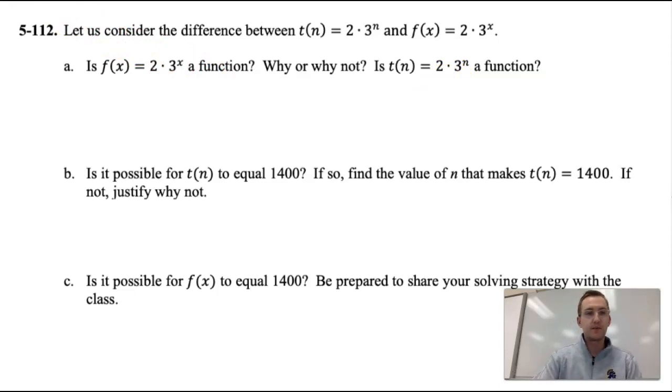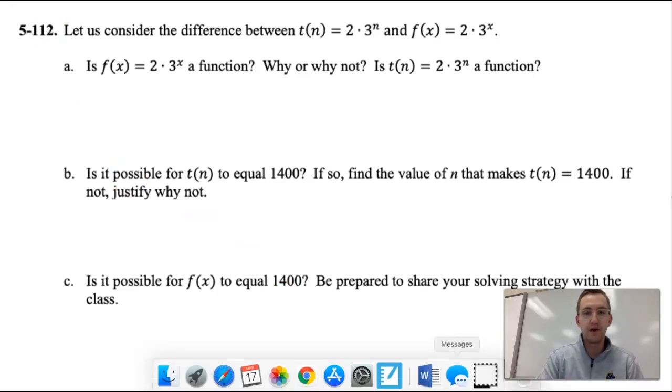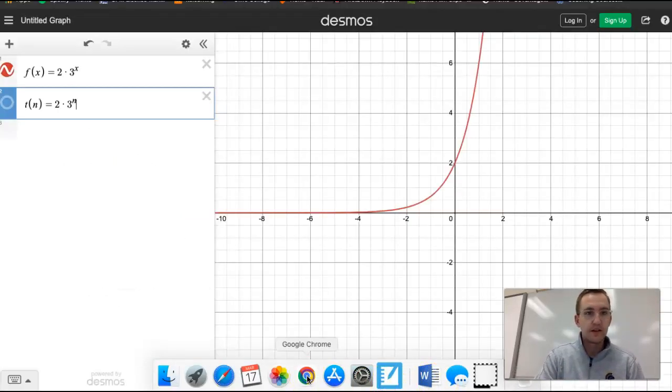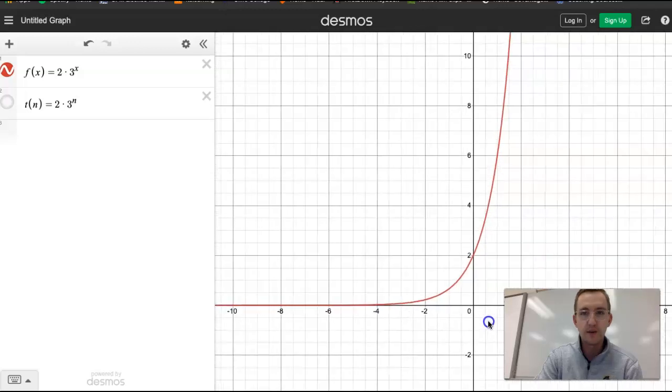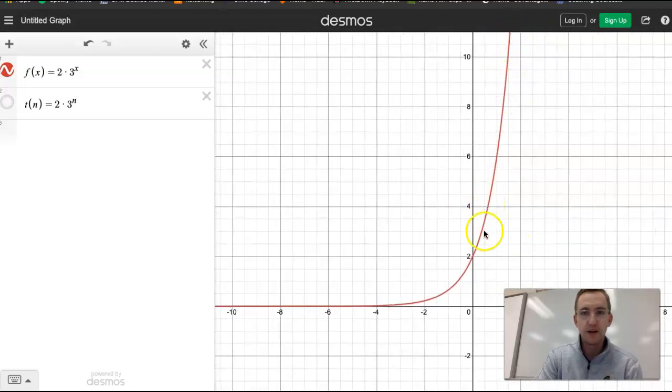We're going to go over to Desmos and take a look at what the graphs of these two equations look like. So let's click on the right thing here. Here we go. Here's Desmos. So we've got the top equation, f of x is equal to 2 times 3 to the x. As we look at the graph of that equation, it's that red line right here. As we can see, it goes infinitely in both directions.